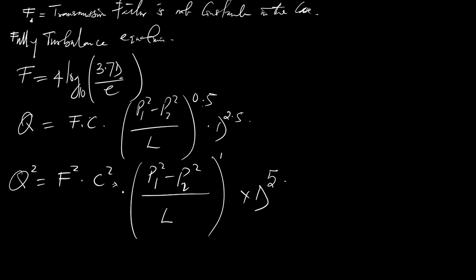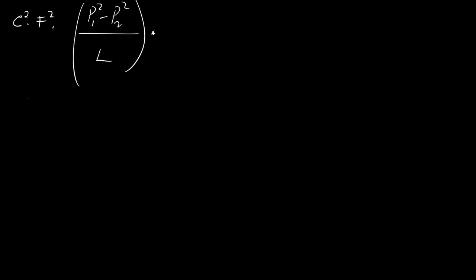Rearranging this equation, removing the expression on the left, moving the expression on the right hand side to the left hand side, and that on the left hand side to the right hand side, we have C squared times F squared times P1 square minus P2 squared divided by L times D raised to power 5 equal to what? Q square.